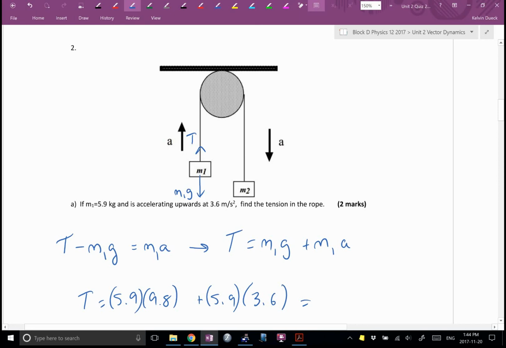Can I do this in my head? Oh, maybe. 9.8, 12.8, 13.4. Yeah, no, this one's yucky.